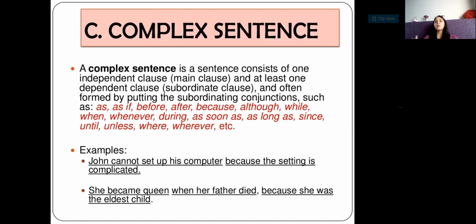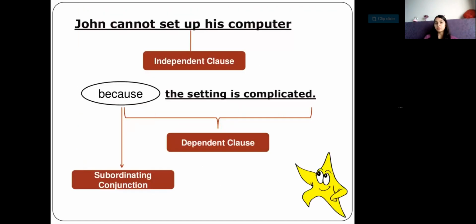All right. For example, John cannot set up his computer because the setting is complicated. Now here you could just say that John cannot set his computer, it is complicated, right? But the complex one correctly gives you the whole meaning of the sentence. She became queen when her father died because she was the eldest child. The complex sentence is giving you full understanding with the word because used in it. The because word is the subordinating conjunction.